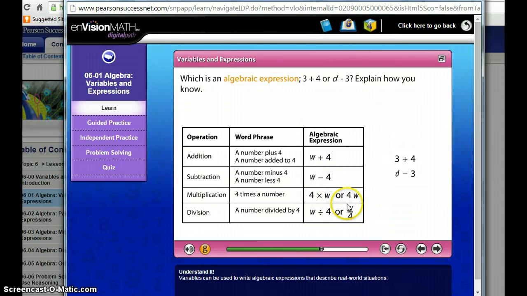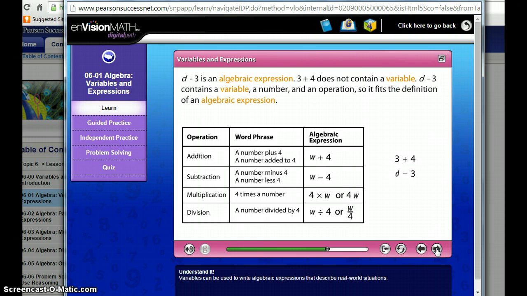Usually your variable is lowercase, but I'm not going to get real particular about that. But D minus 3 is an algebraic expression.